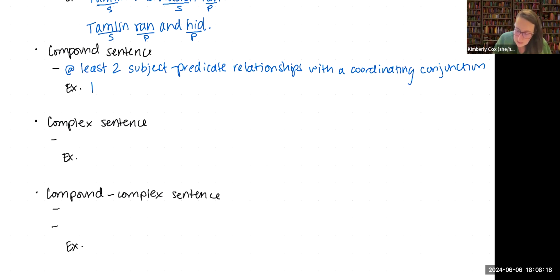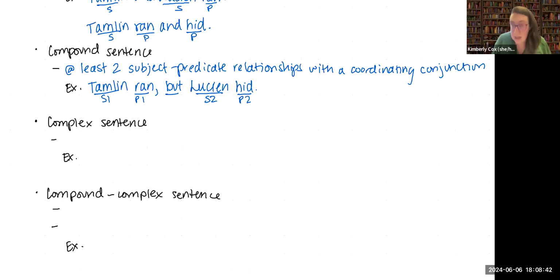So Tamlin ran, but Lucian hid. Okay. So I have subject one, predicate one, subject two, predicate two. Sorry, I started spelling out predicate there. And then I have my coordinating conjunction. Okay. So that is a compound sentence.